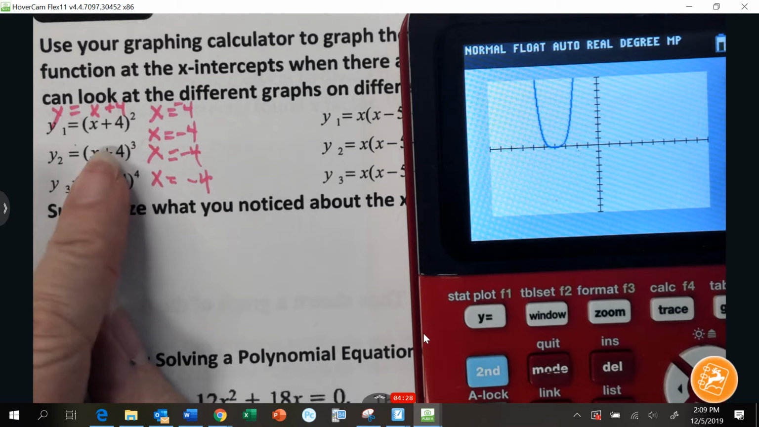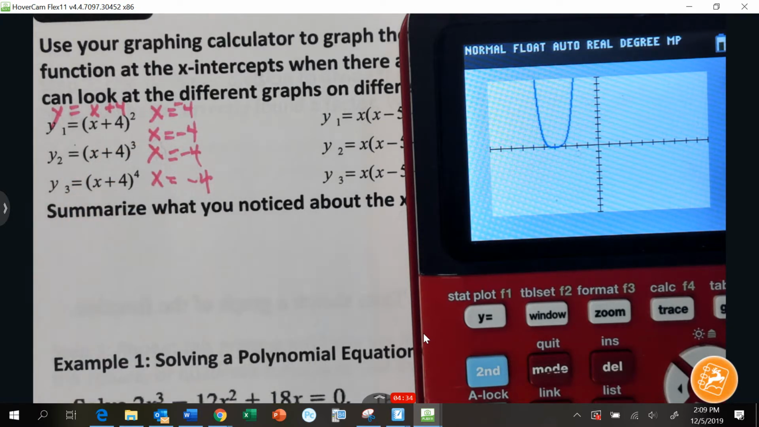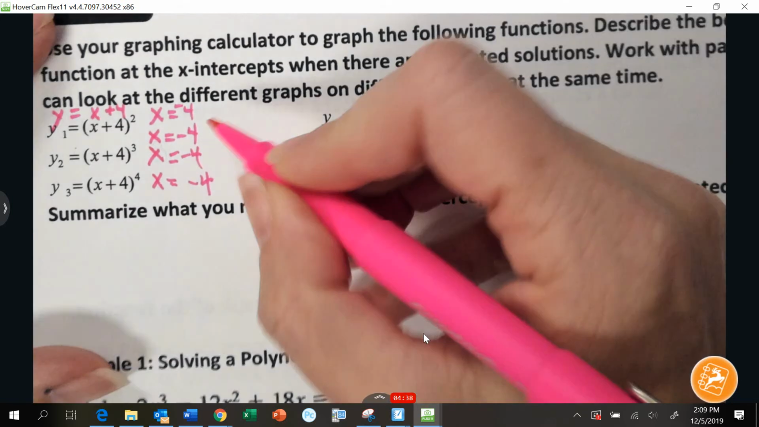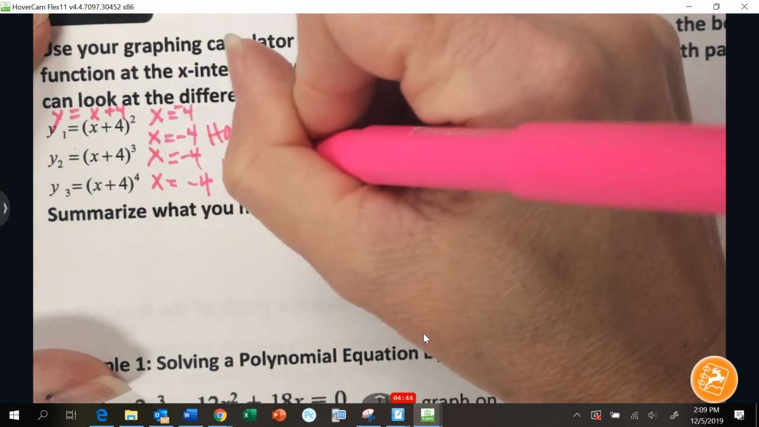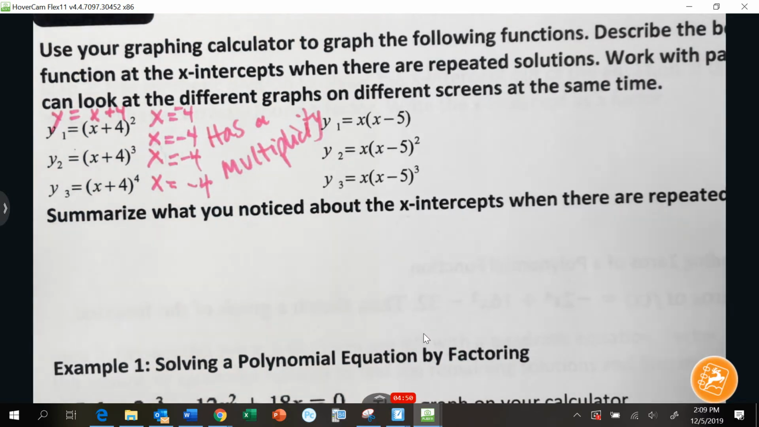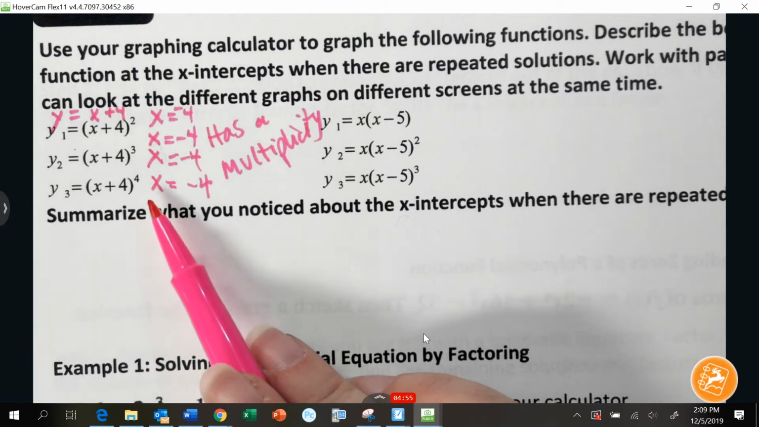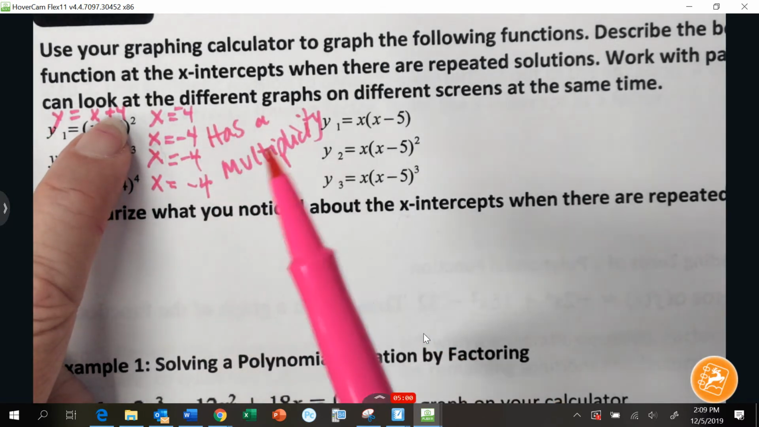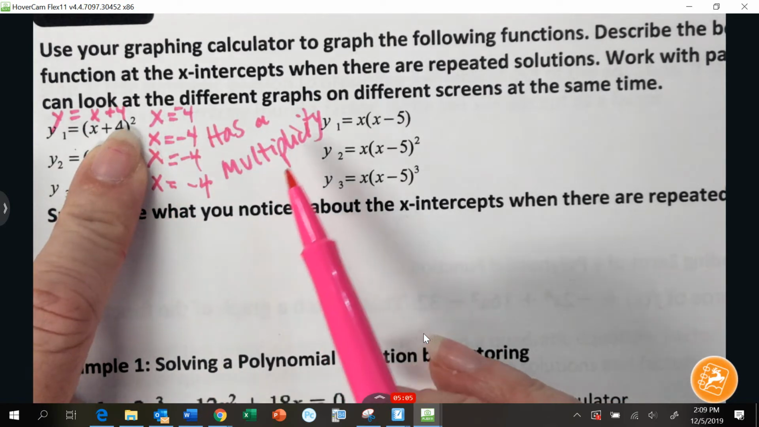This is called, on the paper, when we have different amounts of the exact same x-intercept, we're saying that the intercept has a multiplicity. And the multiplicity would be, for this last one, 4. It happens 4 times. The very first one, x plus 4, I wouldn't say there's a multiplicity because there's only one of them. The second one, x plus 4 squared, has a multiplicity of 2.